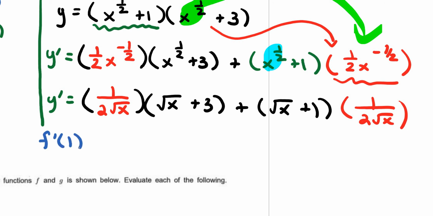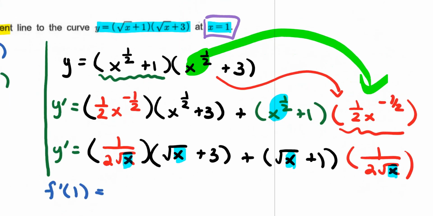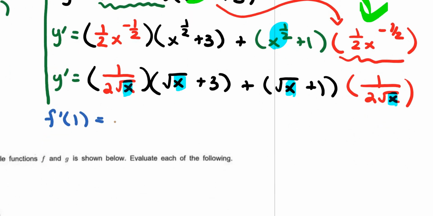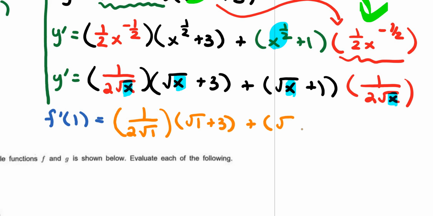And then finally, let's go ahead and evaluate f prime of 1. And what that really means is anytime you see an x here, all these x's are going to change to this value of 1 right there, right? So we want to find the derivative value when x equals 1. Okay, so let's go ahead and do that now. This will be 1 over 2 times root 1 times root 1 plus 3 plus root 1 plus 1 times 1 over 2 times root 1.